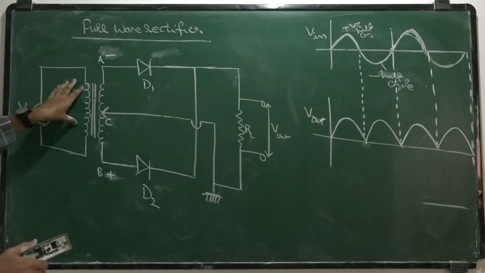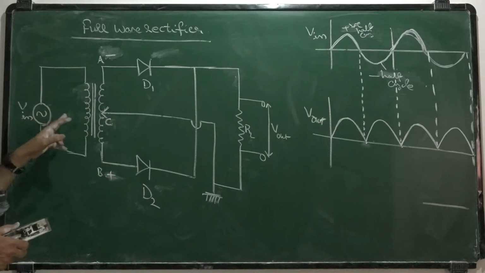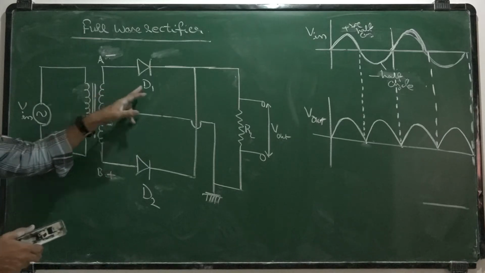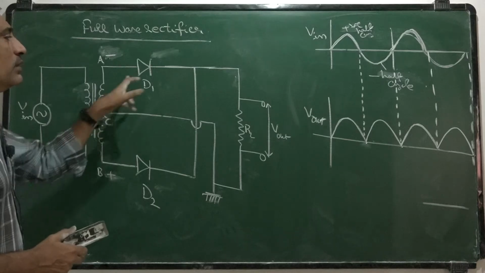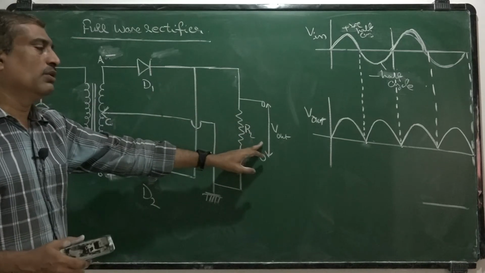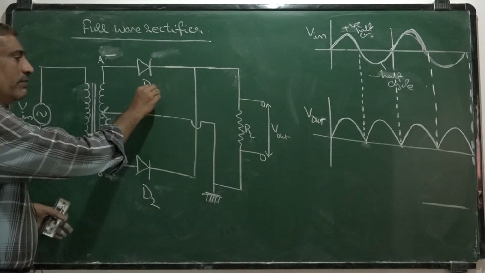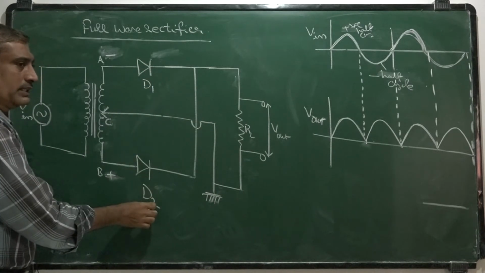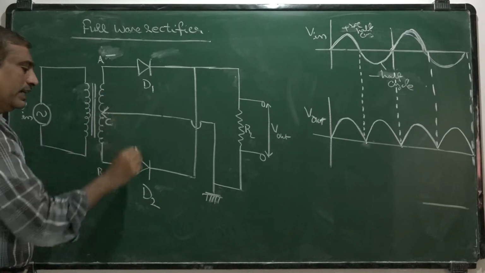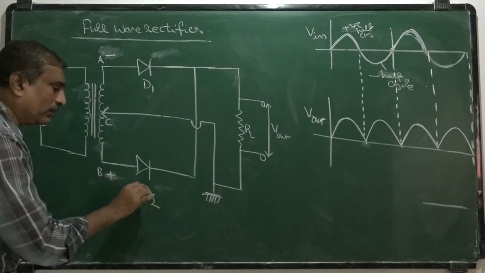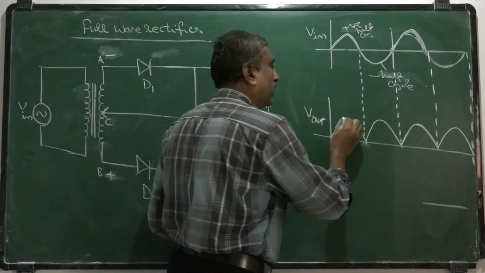A full wave rectifier circuit consists of two diodes, and the input is given in the primary of the transformer, and the two diodes are connected in the secondary by a special arrangement called a center tap, and the output is taken across the load resistance RL. During the positive half cycle, diode D1 will conduct and D2 will be in reverse bias. During the negative half cycle, diode D1 is in reverse bias and diode D2 is in forward bias, and D2 will conduct. So we will get an output during both the half cycles like this.